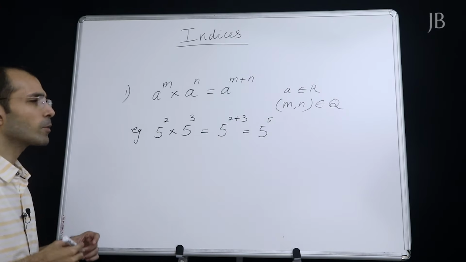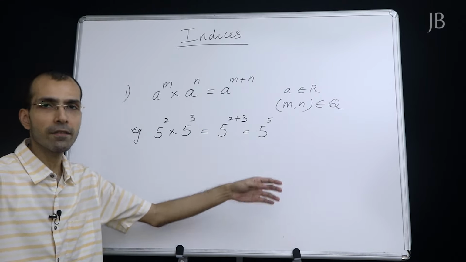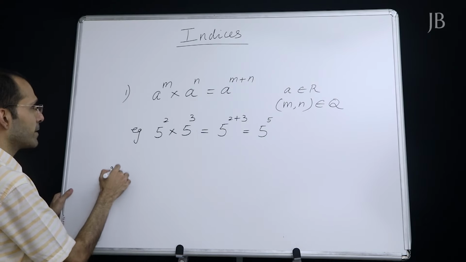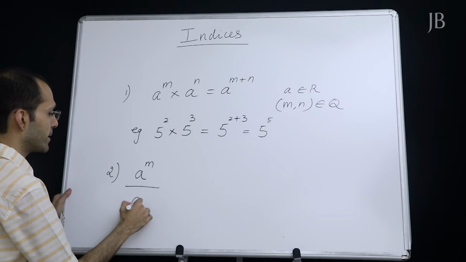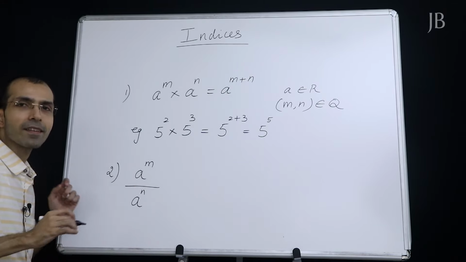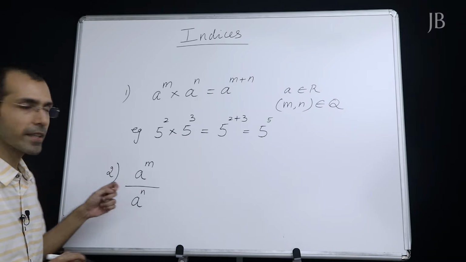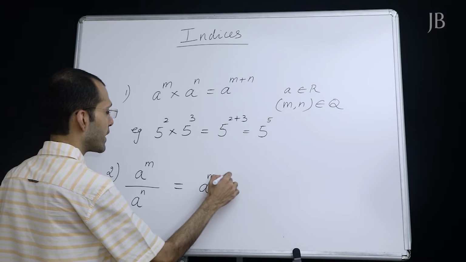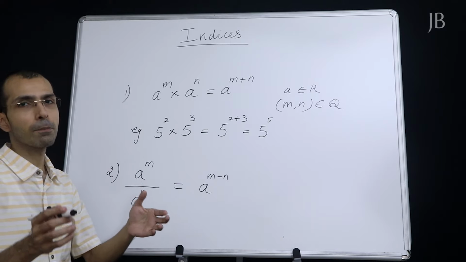Of course, this value is too big to compute, but one can compute it. It is 5 into 5 into 5 into 5, like 5 times. Second, a raised to m divided by a raised to n. This will be a raised to m minus n. So m minus n goes in the power.